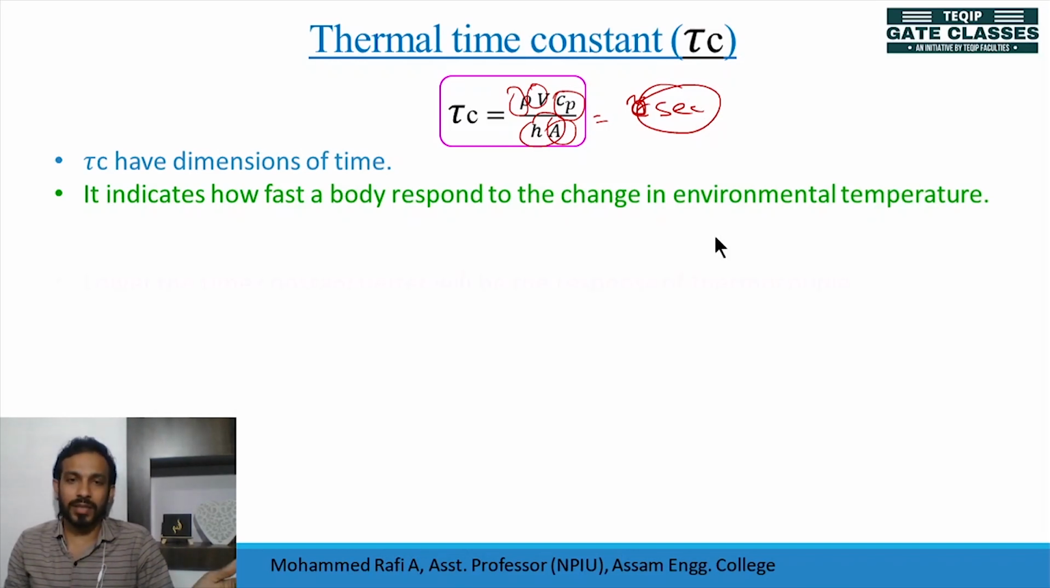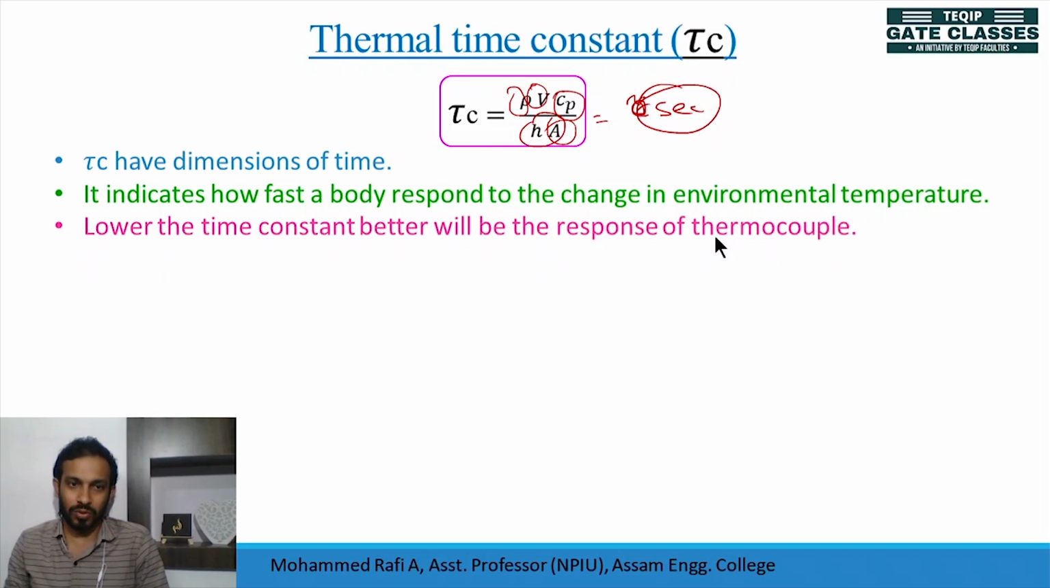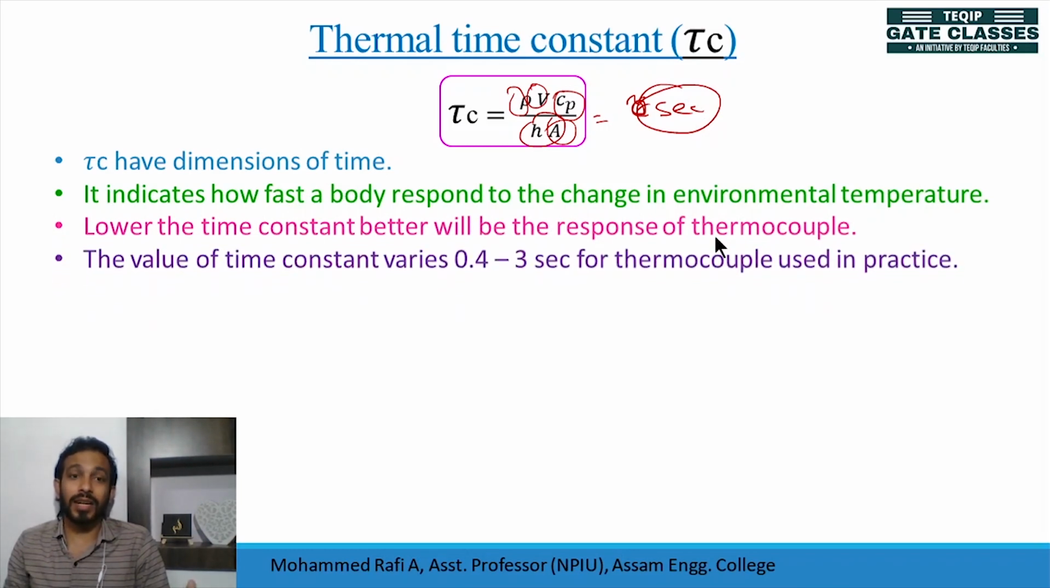This is actually they are just trying to deal with the time constant. So the time constant is how fast the body responds to the change in environmental temperature. Suppose this is the thermometer. If I am keeping it under my tongue or armpit, what will happen? This thermometer will have a bulb shape, and it will normally be filled with mercury. So this mercury will take some time to absorb that heat. That is all about the time constant.